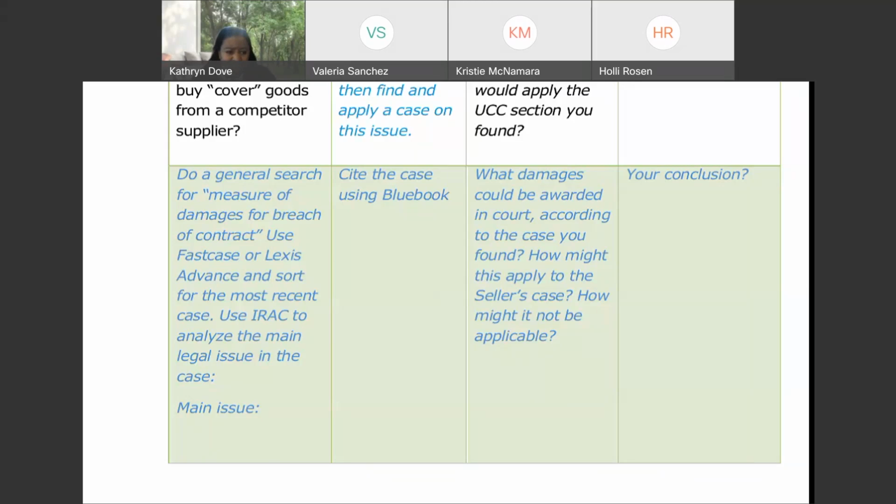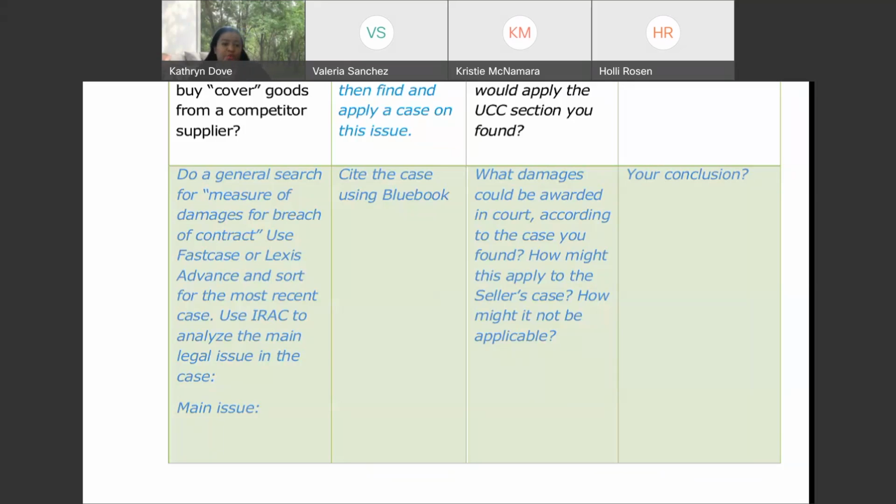You need to specify what damages would be awarded according to the case you found. Then you want to apply that case, that judicial precedent, to our case in the seller scenario and whether or not it would be applicable.